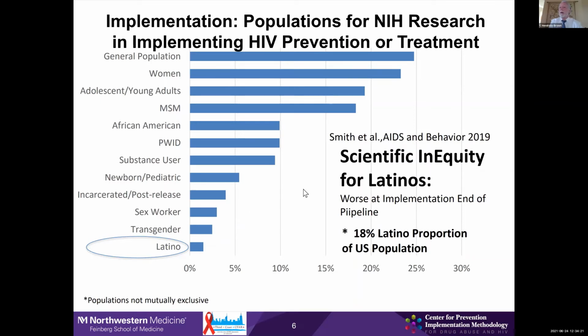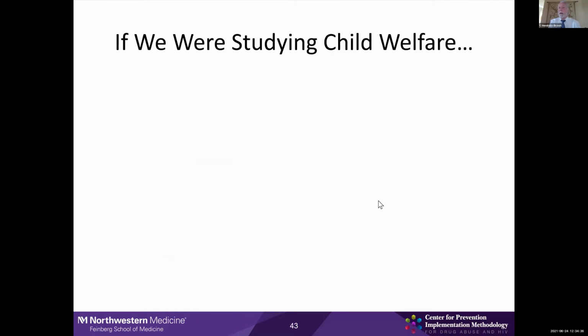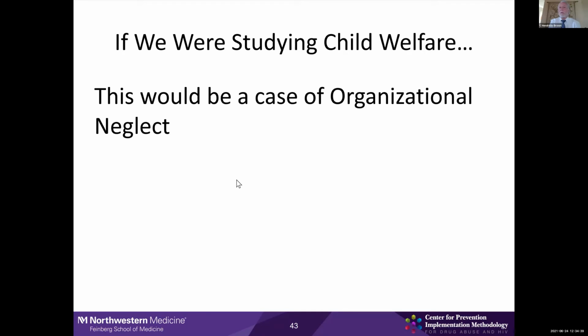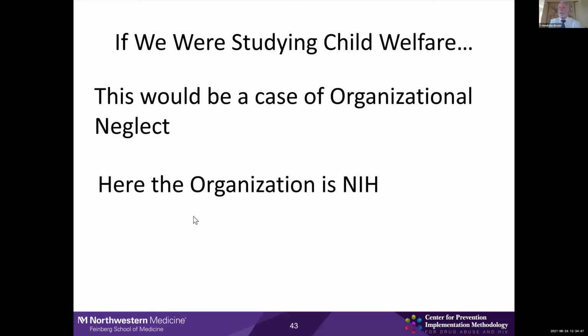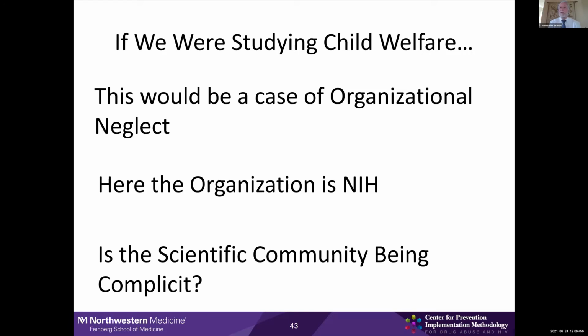So we do have a big issue in terms of some populations not getting the attention in NIH research, particularly at the implementation end of the pipeline. I think this is so big that if we were studying child welfare, this would be a case of organizational neglect, and we would be doing something about it. Here the organization is NIH, but I don't want to put all of the concerns about this at the NIH level. Is the scientific community being complicit in not addressing issues of disparities associated with this?